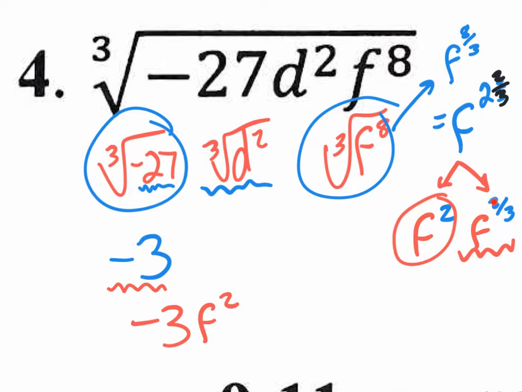And since we are dealing with the radical, let's change it back to radical form, the third root of f squared. So we have the third root of f squared. And what do we have left?